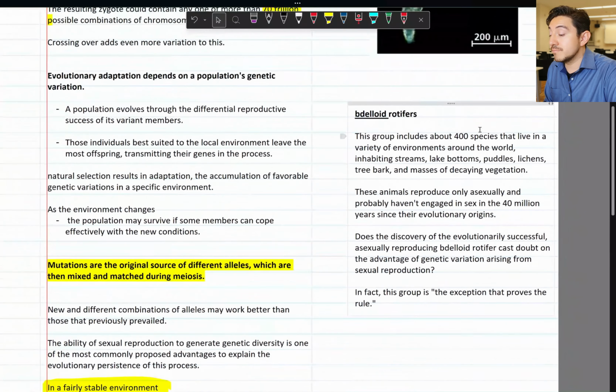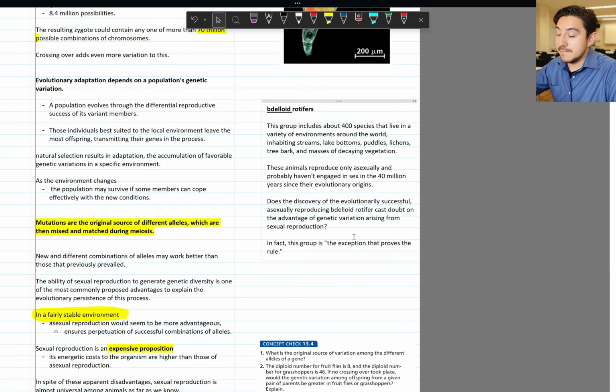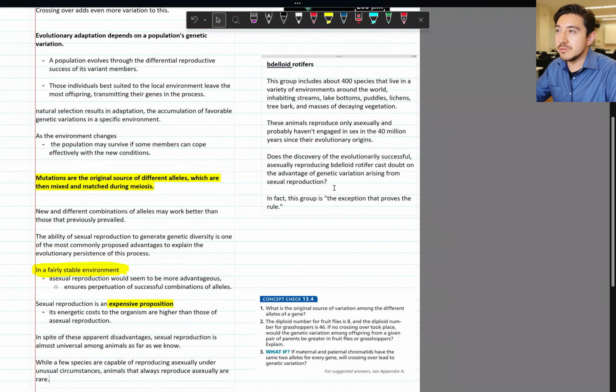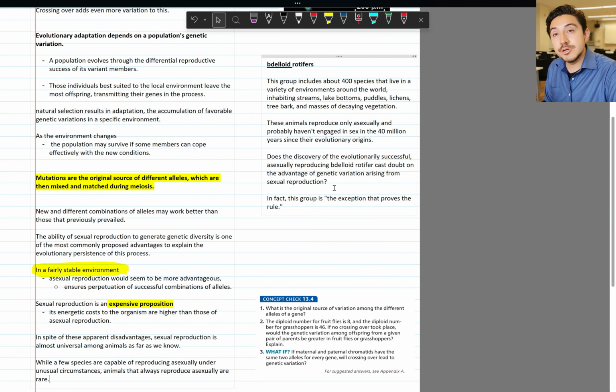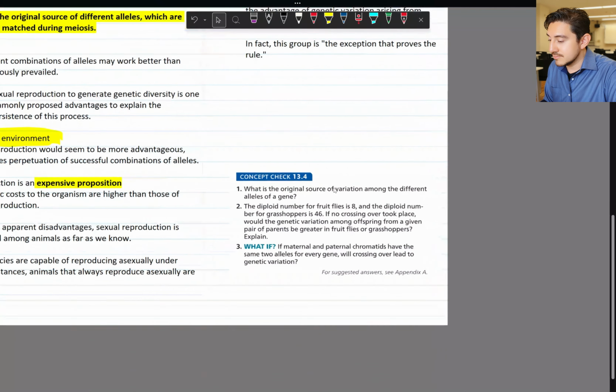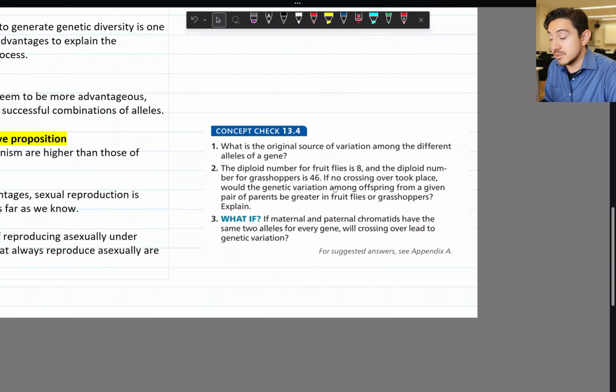And then the book kind of discusses, does the group showing these properties, is it the exception that proves the rule, or is it the exception rather than the rule? Okay. But, setting that aside, sexual reproduction and meiosis is the process that will drive variation in the organism or in the population. Yeah, with that, we finished chapter 13, section 3 and 4.